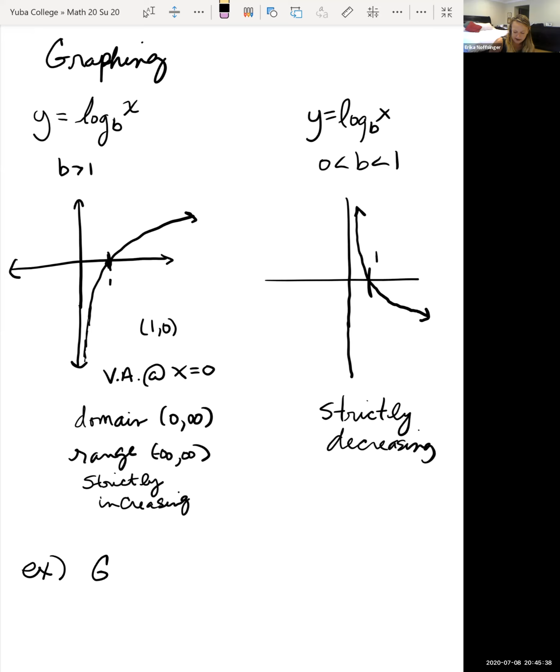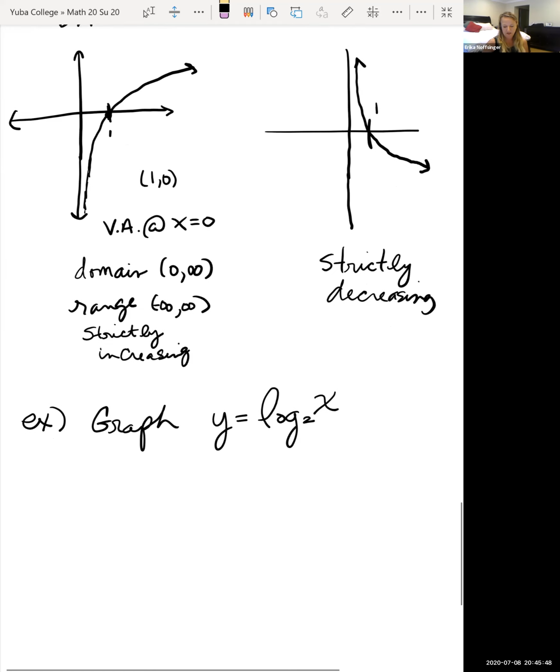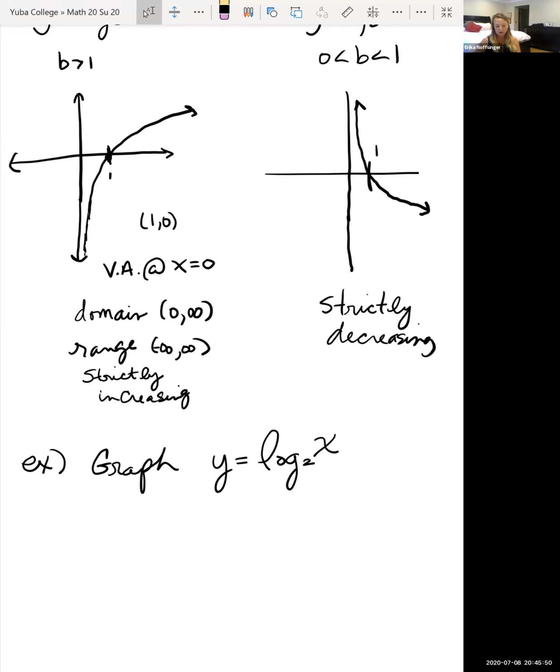So if it said graph y equals log base 2 of x. Okay, so this is where knowing the general shape, and you should know the general shape again of these graphs, exponential and logs, and we should be able to apply transformations of graphs on these. And so here, I'm just kind of wanting the general shape. My base is bigger than 1, so I know that this general shape is like what it is.